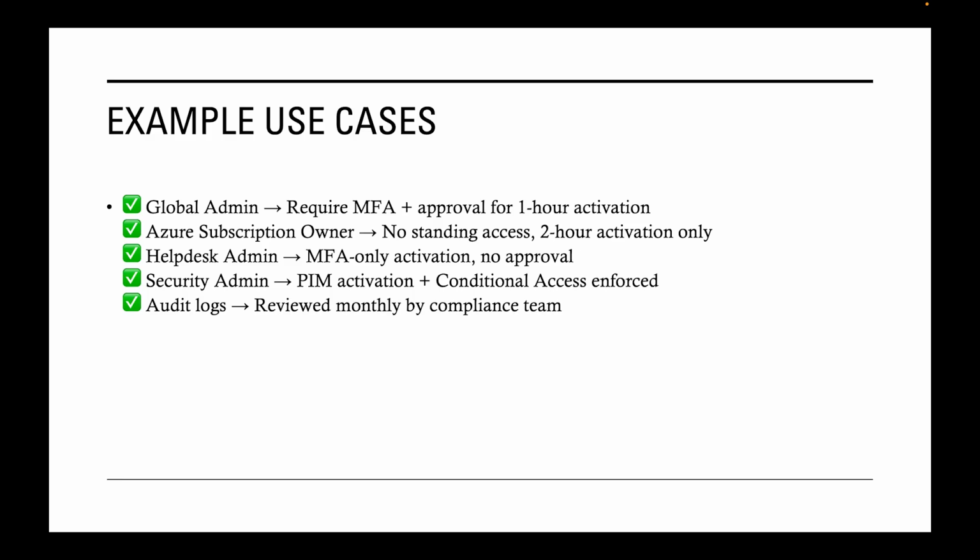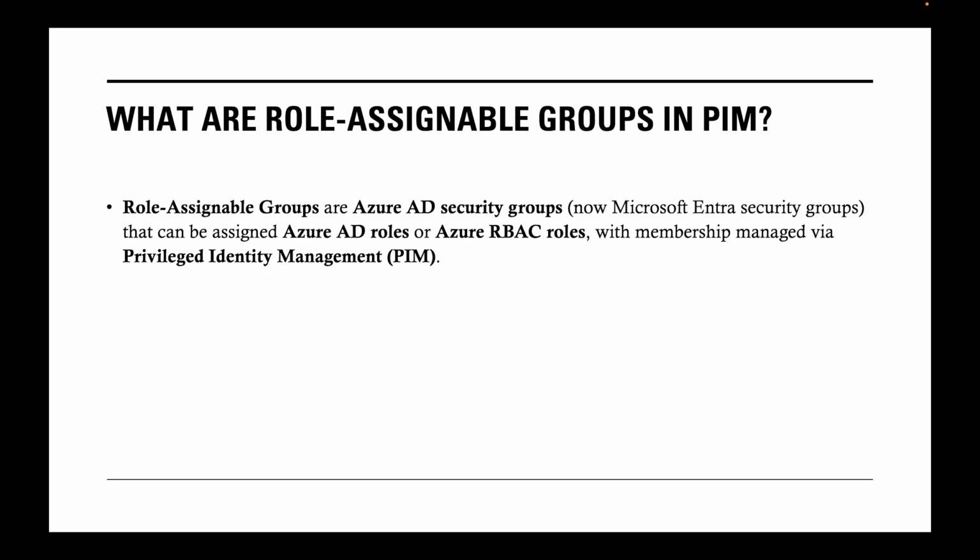So example use cases would be something like a global admin requires MFA and approval for 1 hour activation. So there you go, you have different hours of activation you can have for your roles. Then the Azure subscription owner role: no standing access, 2 hour activation only. Then there's the help desk admin role, which can be MFA-only activation, no approval. Say you have your help desk staff, and they need to get in and do something quickly. You might say, all right, for that role, we are not going to have any type of approval. Security admin: you have PIM activation and conditional access enforced. Then you also have audit logs reviewed monthly by the compliance team, depending on how your organization uses them.